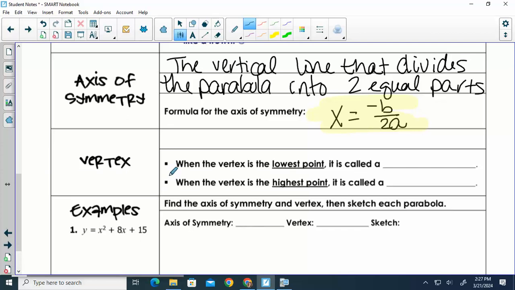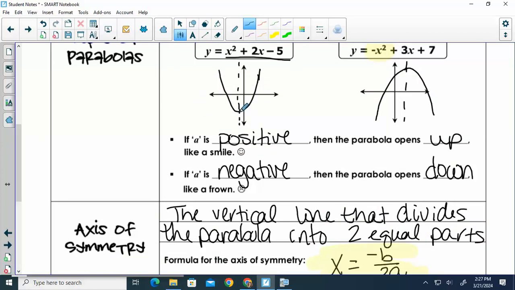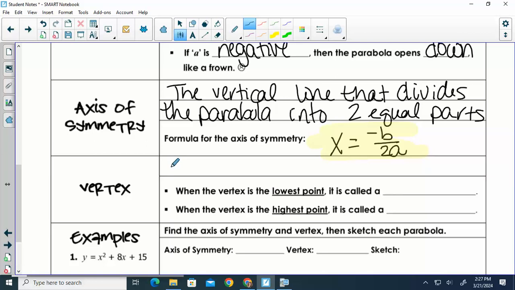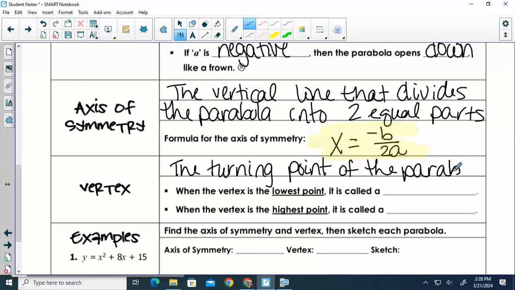All right. The other thing we're going to talk about is the vertex. The vertex is the highest or lowest point on the graph. So it's kind of where we change direction. So vertex is the turning point of the parabola. If it's the lowest point on the graph, it's called a minimum. And if it is the highest point on the graph, we call it a maximum.